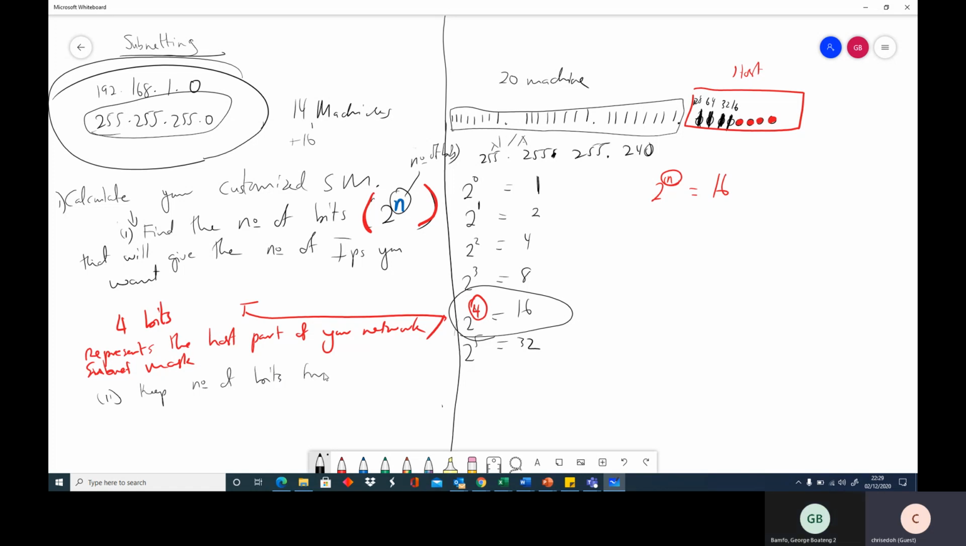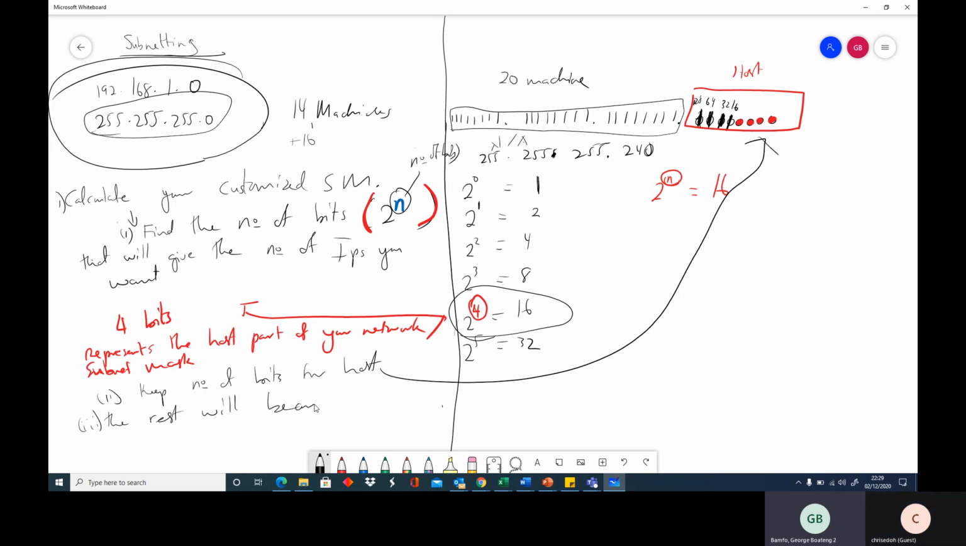Okay. For host, meaning this step, and then the rest will become ones. Is that okay? Yeah. It becomes ones. And the next step will be to convert back to decimal. Does it make sense? Making sense. Okay. So you convert back to decimal, and now we have our subnet mask.